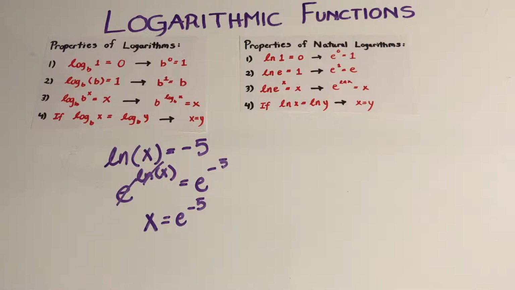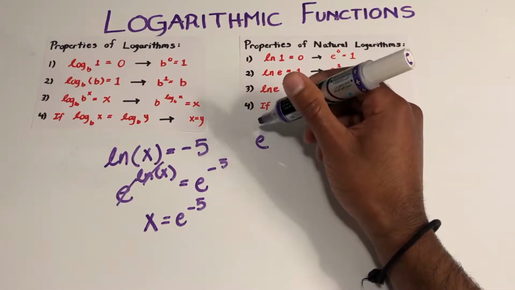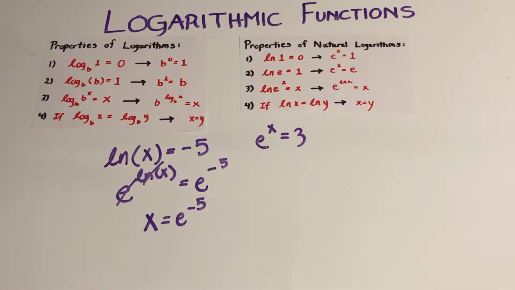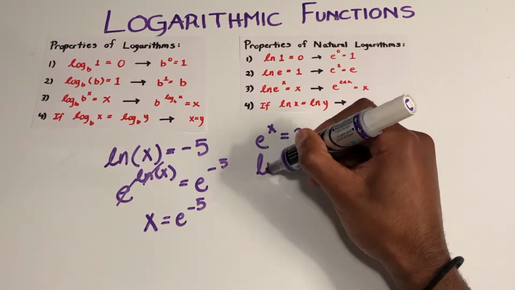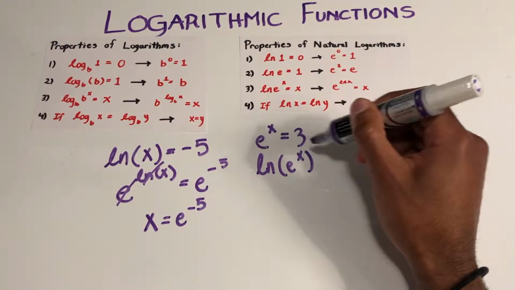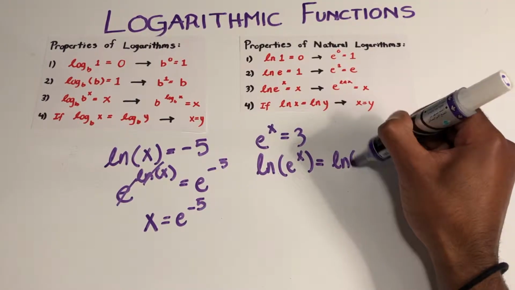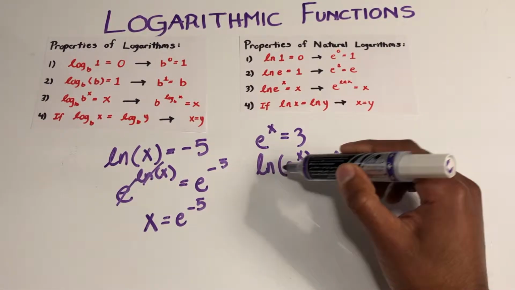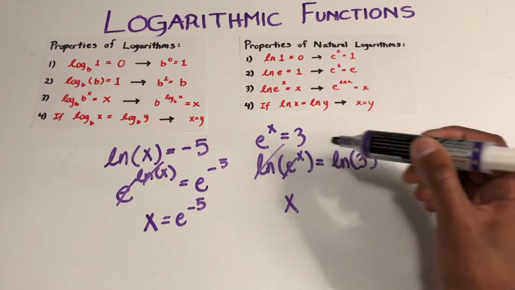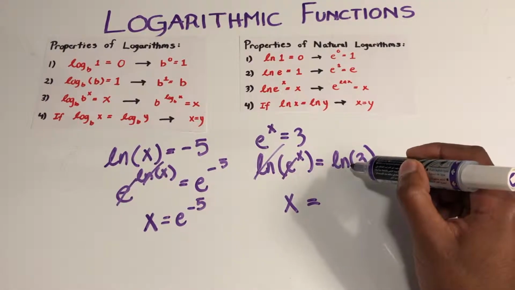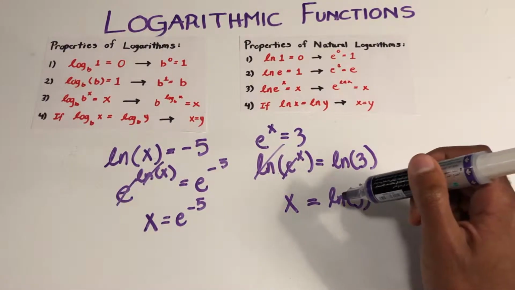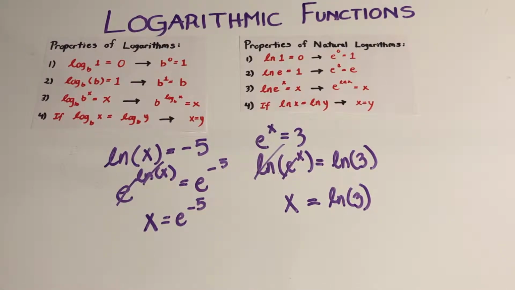Our second problem, we have e to the power of x is equal to 3. Now what we can do here is attack the natural log on both sides. We get the natural log of e to the power of x and the natural log of 3. The natural log of e to the power of x is just x. This whole term goes away. Then we're left with the natural log of 3 on one side, which is also a constant that you can put in your calculator. And that's just going to spit out some value.